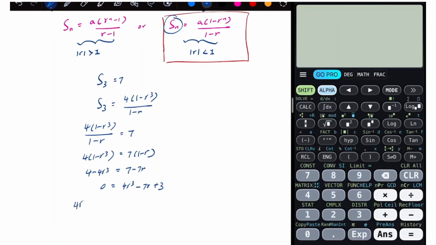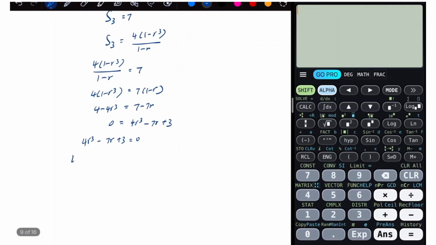Apparently this is a polynomial: 4r cubed minus 7r plus 3 is equal to 0. So you can clearly see, let r is equal to 1. We test this out first. If we put r equal to 1 here, this is a factor. Okay, r is equal to 1 is a factor.